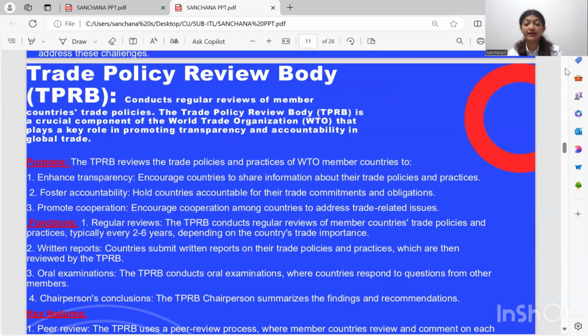Functions: it conducts regular reviews of members' trade policies and practices, typically every 2 to 6 years. Then written reports are submitted on the trade policies and practices. Oral examinations are conducted, followed by the chairperson's conclusions.